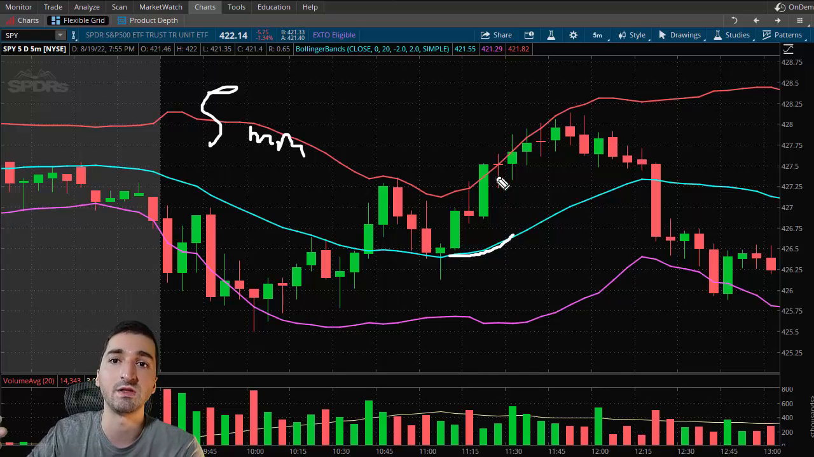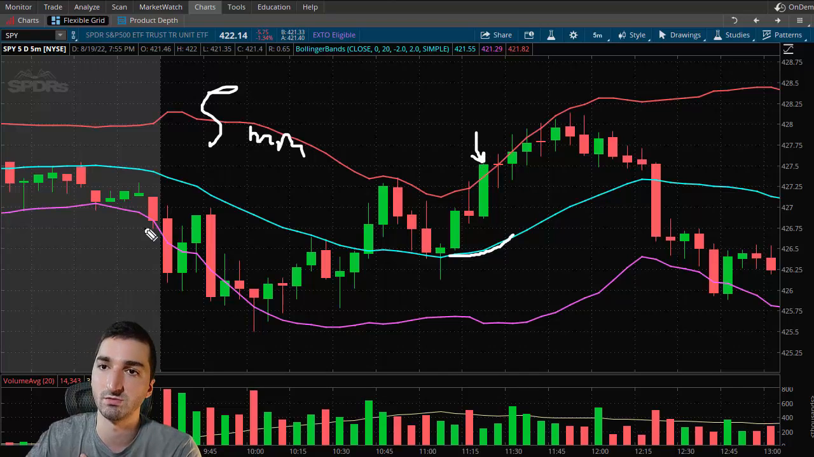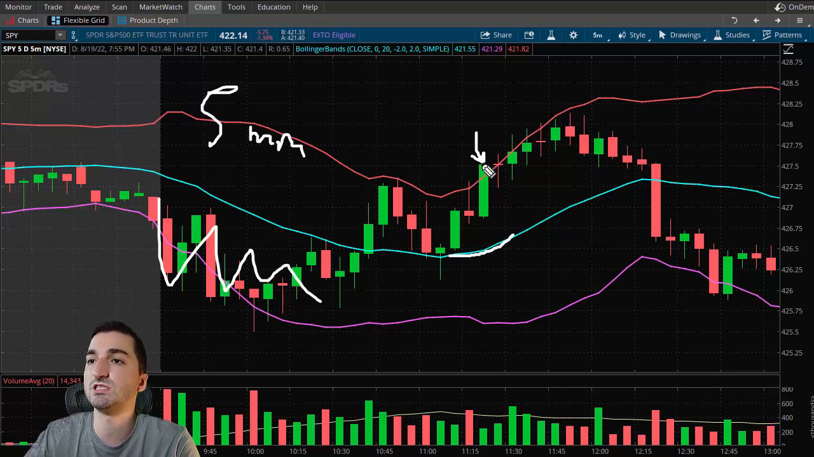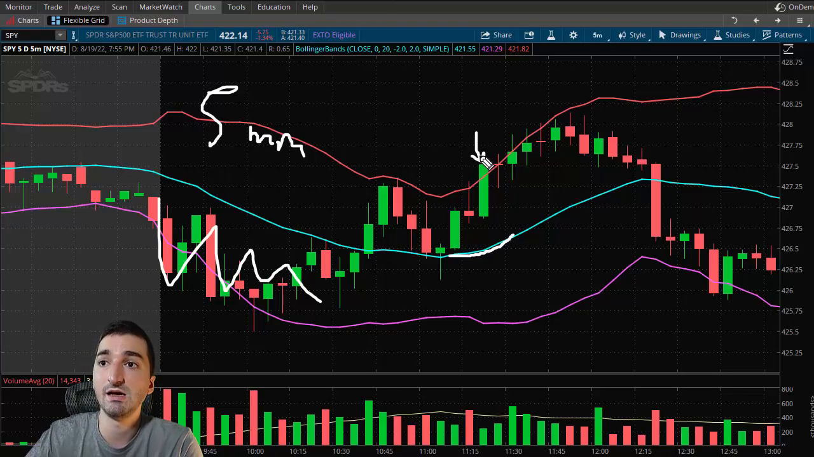That's kind of where I got the idea from. So in this case, this was the first time after the first couple minutes played out. Let's say you didn't trade the open. This was the first time where we actually had a candle hit and hug it.